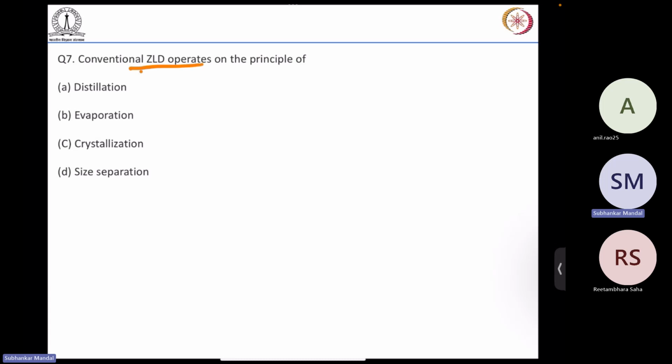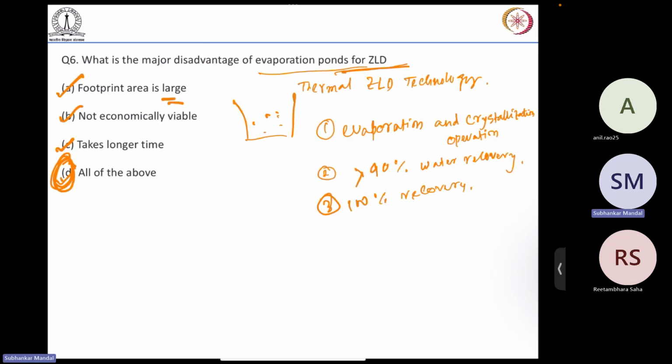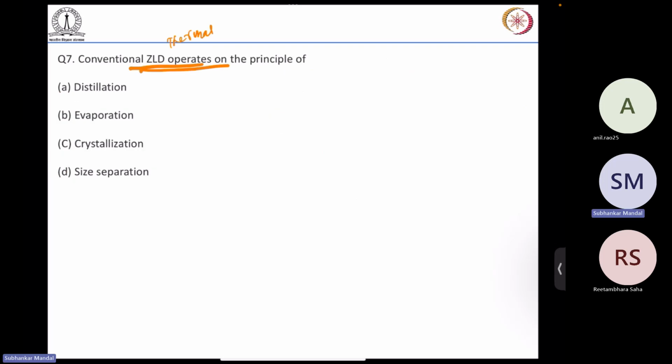Conventional ZLD, especially thermal ZLD, is also one of the conventional ZLD. We have discussed here, no? Evaporation and crystallization operation. So what will be the answer? Option B and option C, crystallization as well as evaporation.